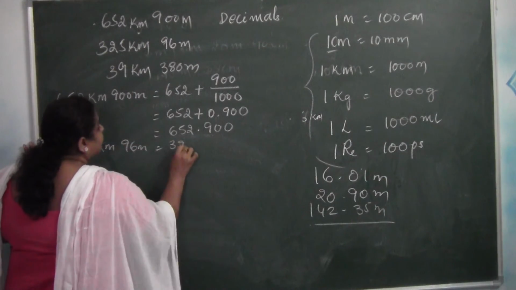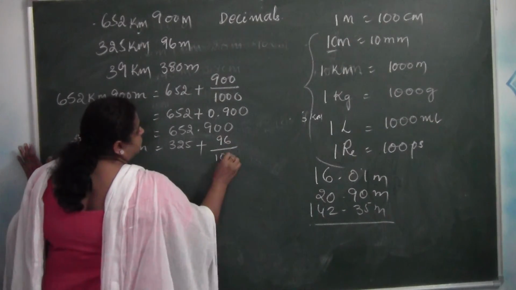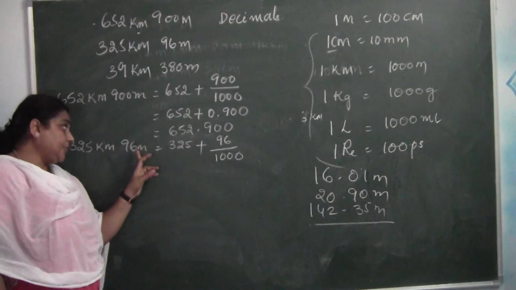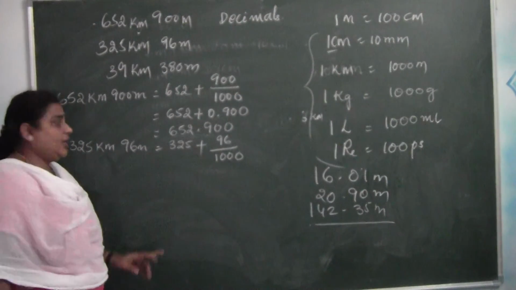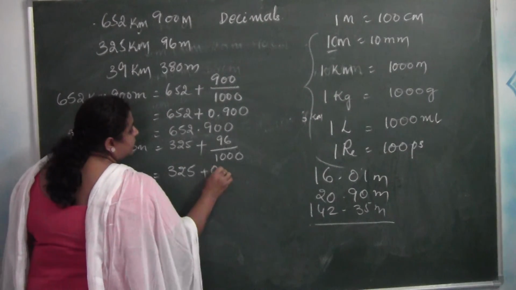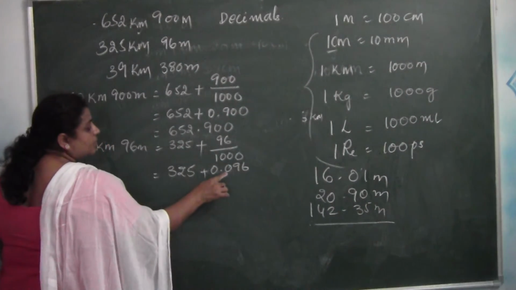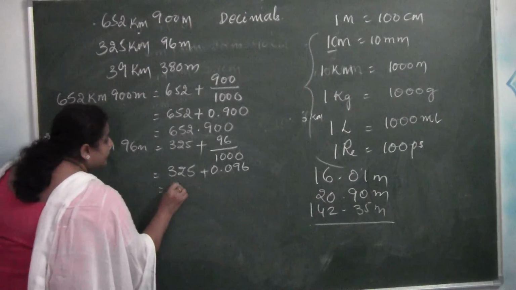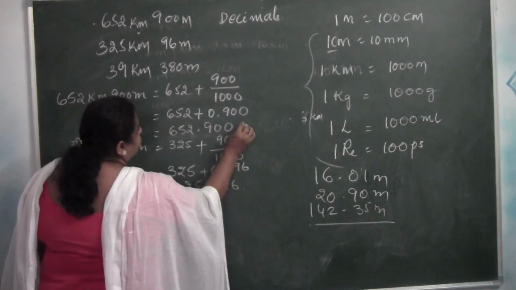Next, 325 kilometers and 96 meters. So 325 plus 96 by 1000. Already 325 is in terms of kilometers, so we have to express meters in terms of kilometers. So how do we write this as 0.096? Because 3 zeros, 1, 2, 3, point. So we place the decimal before 3 digits. So what do we get? 325.096 kilometers.